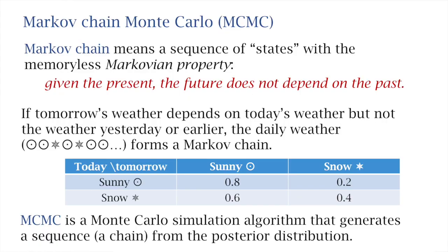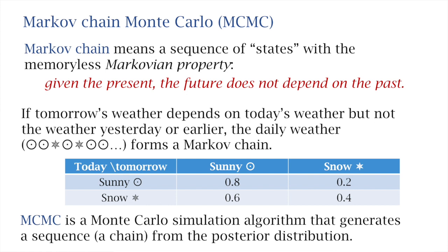Markov chain, a chain means a sequence. So essentially we get a sequence of values or states that have the so-called Markovian property. This is also called the memoryless property. Written in words, you say that given the present, the future does not depend on the past. I like this one very much because it describes my status very, very accurately.